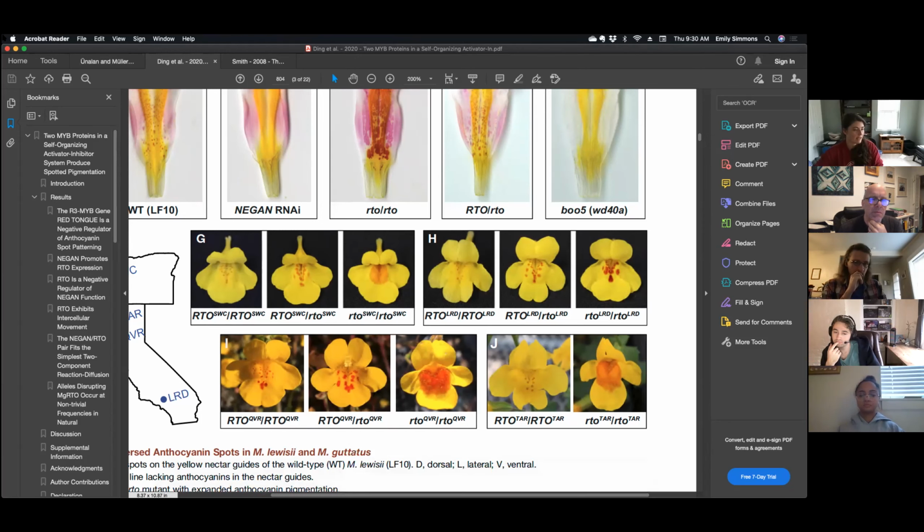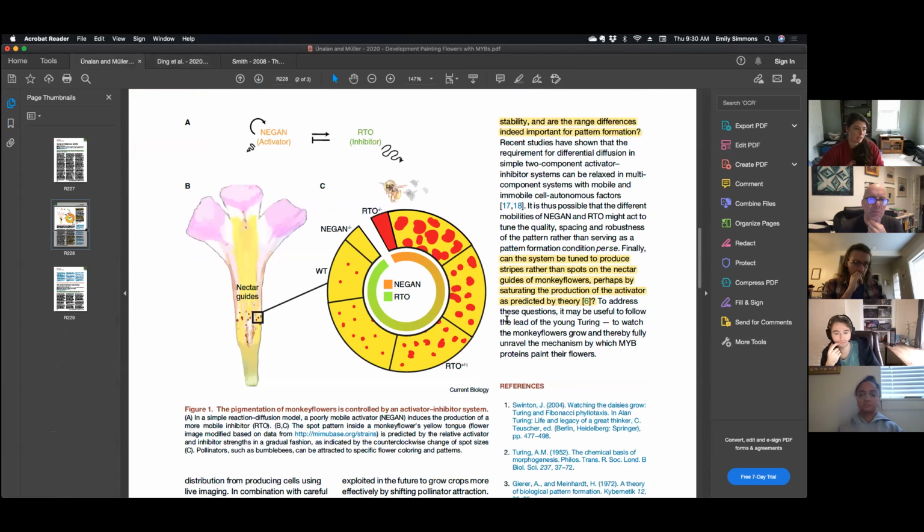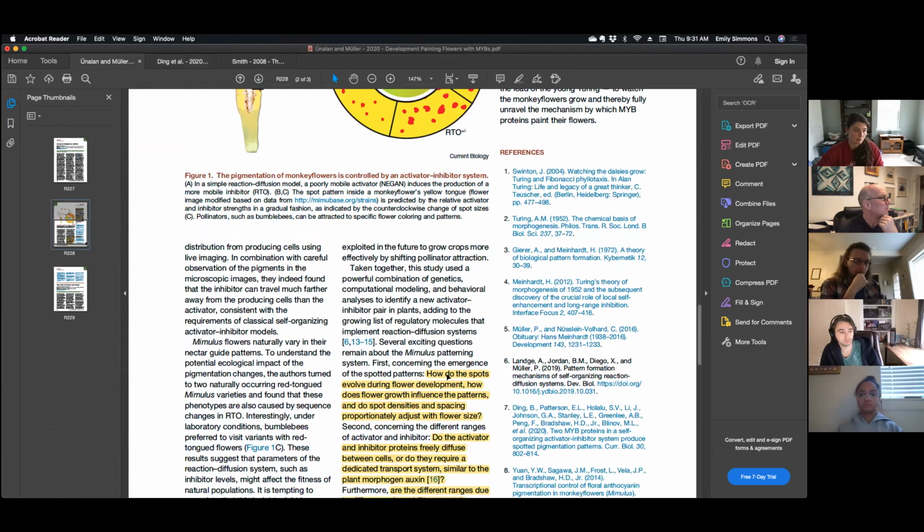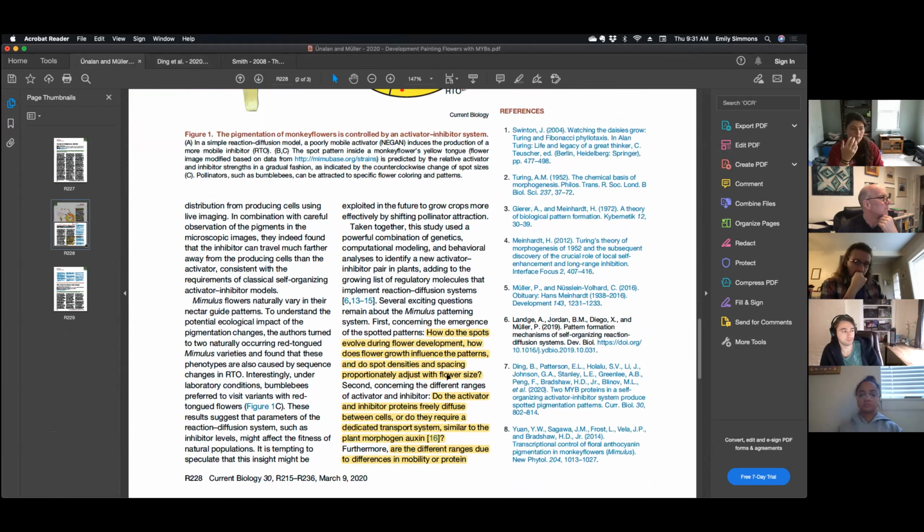And then the only other thing, this was a pretty short paper and I didn't want to ask you guys to read a whole bunch of mimulus theory. The last little bit of this review makes a point of pointing out these questions that have now come to fruition due to this study of the activator inhibitor system. I wanted to highlight them mostly because my research is really closely related to them.